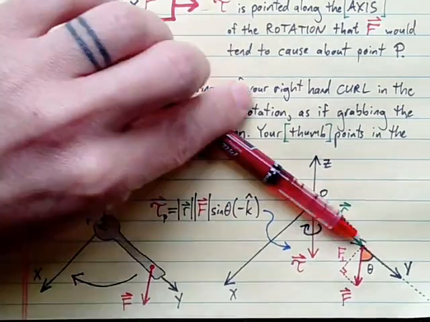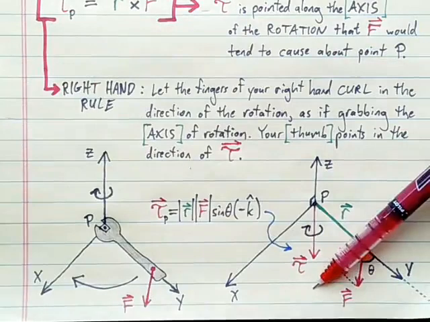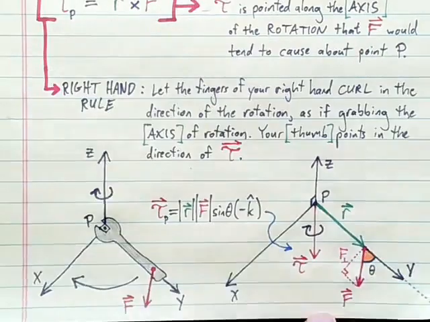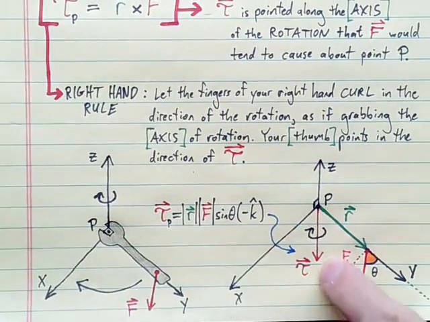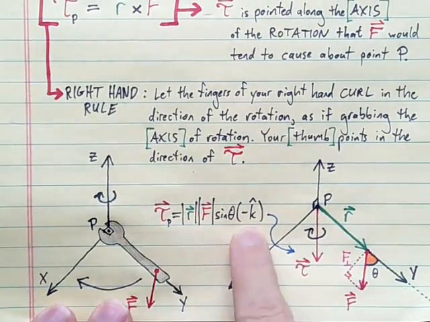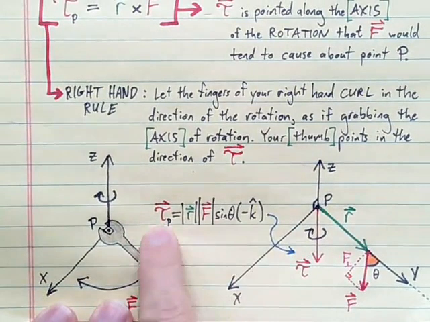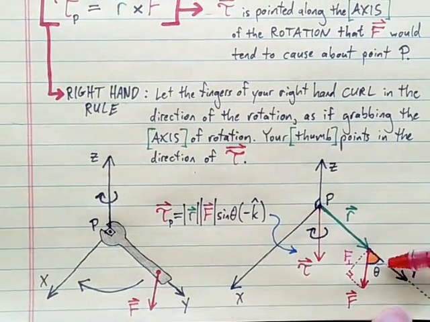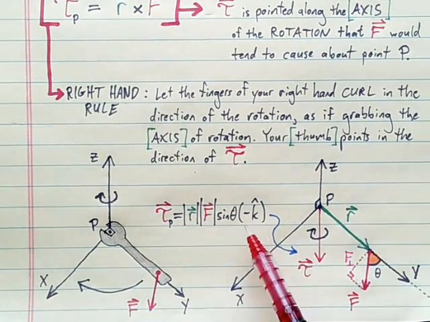So j hat crossed with i hat, get out your right hand, j hat cross i hat points in the negative z direction. So the torque in this case would be given by this expression. The torque vector would be given by magnitude of r times the magnitude of F times sine of that angle between the r and F vectors, and then the direction is negative k hat.